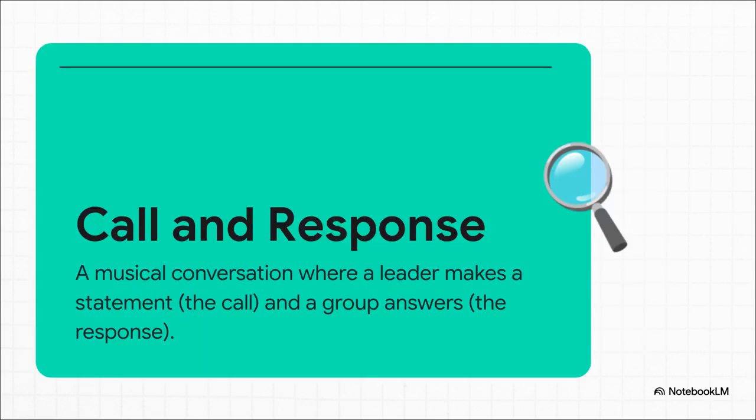And there's another powerful form, also built on that same back and forth, call and response. This one has deep roots in West African traditions, and it's literally a conversation in music. One person or group makes a statement, that's the call, and another person or group answers, that's the response. It's a form that's built for community, for pulling everyone into the music together.